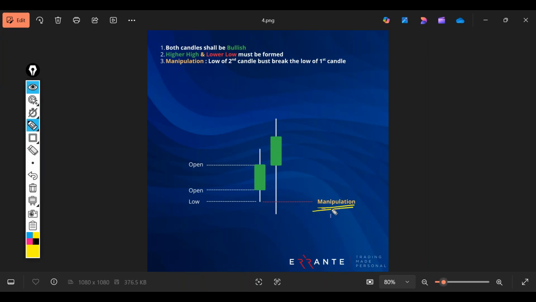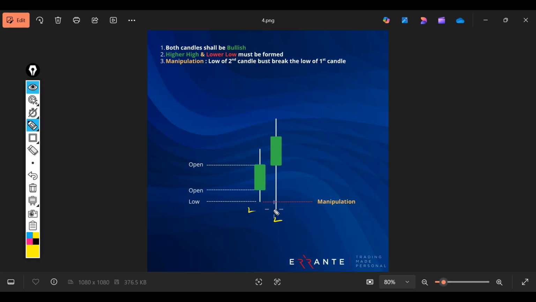We want to understand this manipulation phase. We don't want to get caught by this. Okay, so this is the place why we need to understand the manipulation. And by now you might have understood why I said that I need low and lower low.